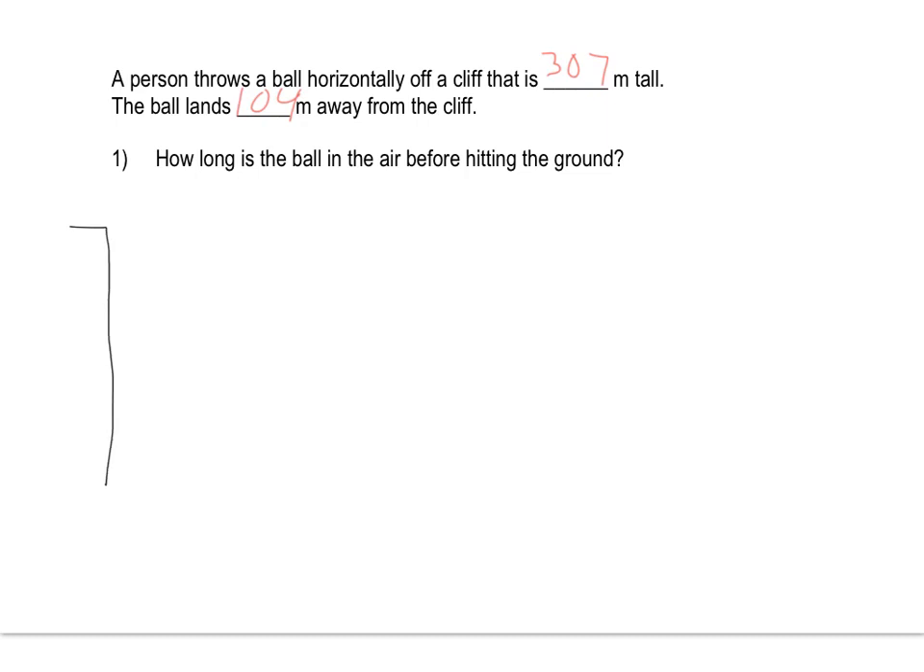This is going to be my cliff, and my projectile, this ball that gets thrown horizontally, is going to move through the air. It's going to make an arc and land somewhere over here. As far as the important information, one, I've got the height of the cliff, the height at which I throw the ball. We call that dy, the vertical displacement. It's how far down the ball is going to move, and that happens to be the 307 meters that I chose. So I'm going to write dy equals 307 meters.